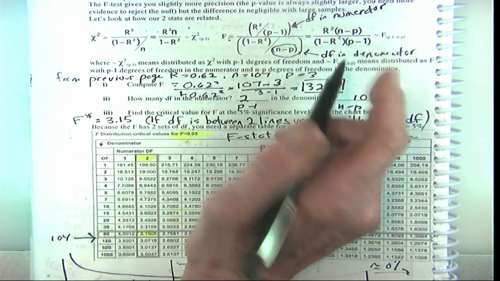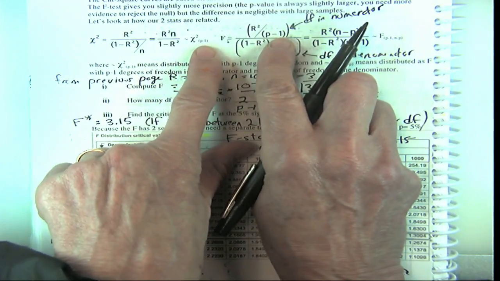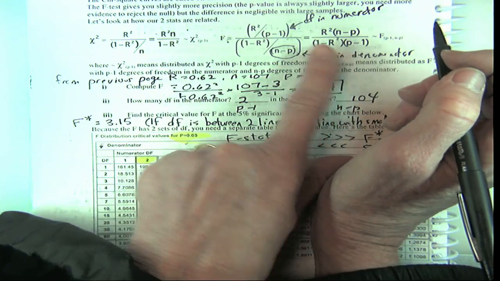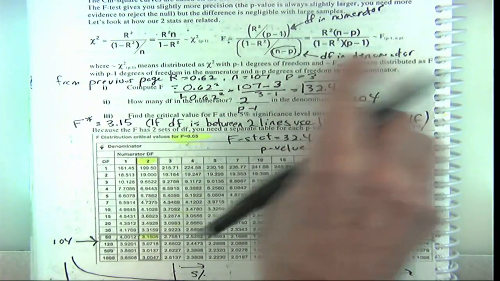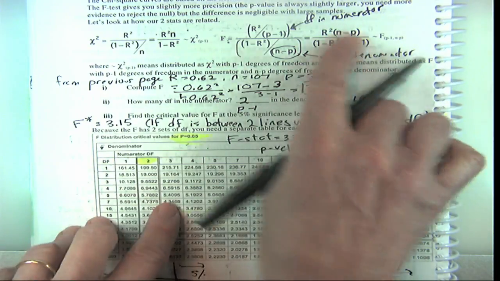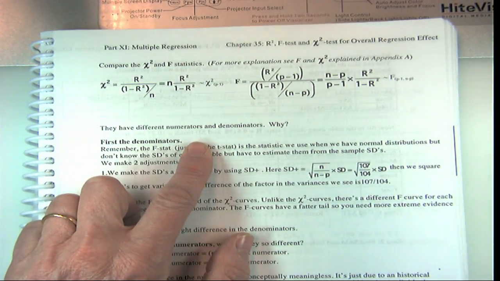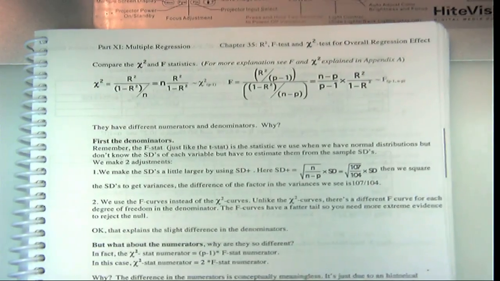It's exactly the same as the degrees of freedom for the chi-squared. Let me explain this, but it ends up in the denominator. So don't worry, this is the simplified version. Let's look at these statistics, and I think you can understand them better. They have different numerators and denominators. Why? First, the denominators. That's what I just explained.